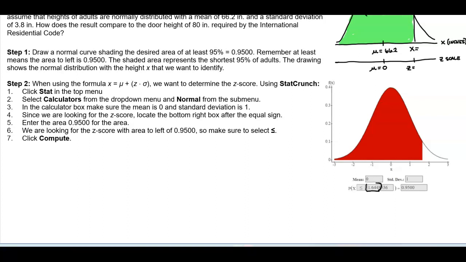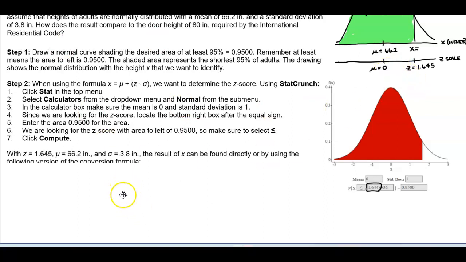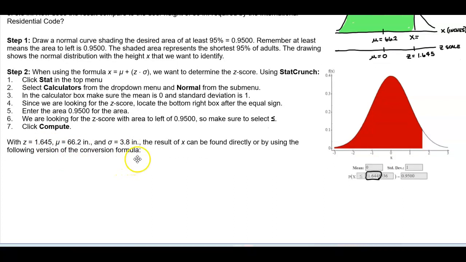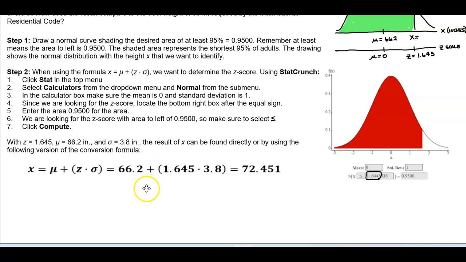And we know that that z-score represents 1.645. So now we found that z-score of 1.645. Now we have all the information that we need to find the value of x. So with the z-score of 1.645, the mean of 66.2 inches, and a standard deviation of 3.8 inches, the result of x can be found directly by using the following version of the conversion formula.